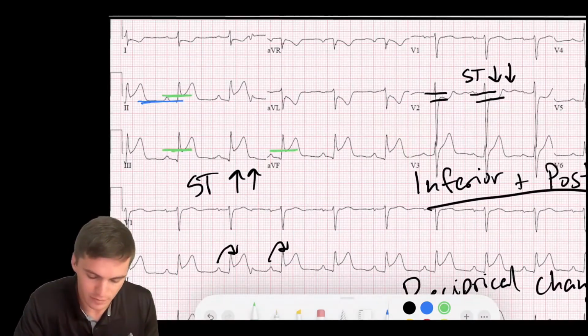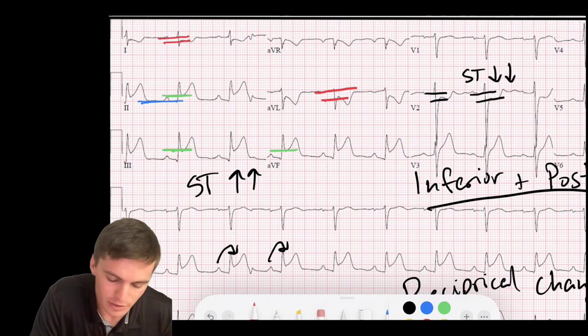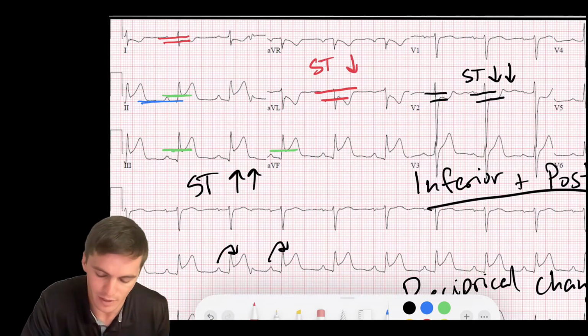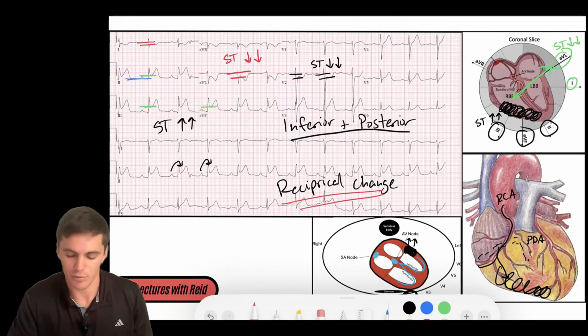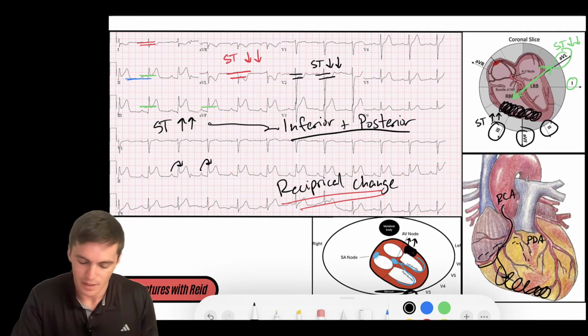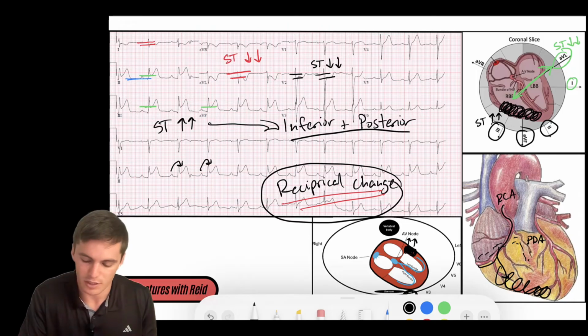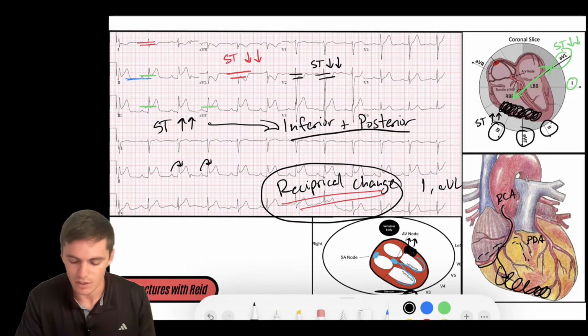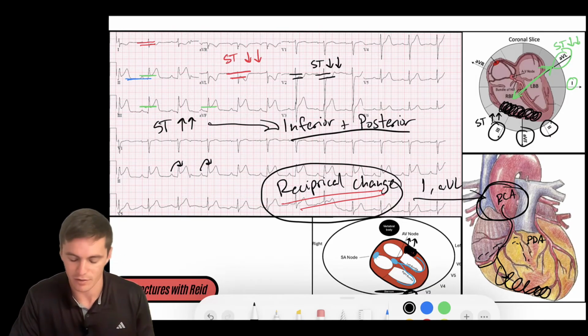And so if I look closely, I see that AVL, so my baseline, has ST segment depression, and to a lesser degree, ST segment depression in lead 1. So I have ST depression in the high lateral leads. Those are reciprocal changes. That's reciprocal ST segment depression. So here I have ST segment elevation in the inferior and posterior regions with reciprocal changes in the high lateral leads 1 and AVL. And so this is all pointing towards my right coronary artery becoming infarcted.